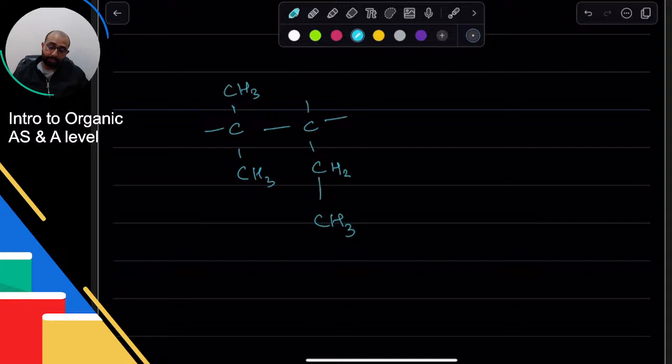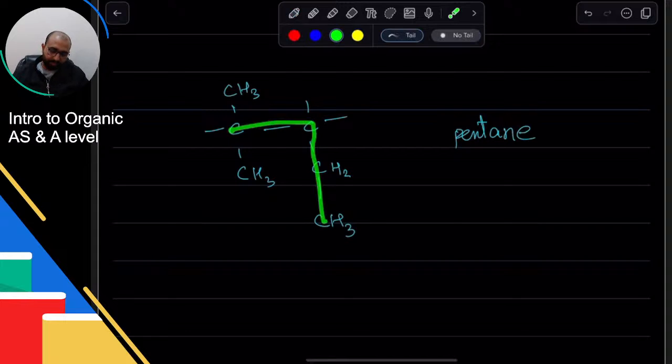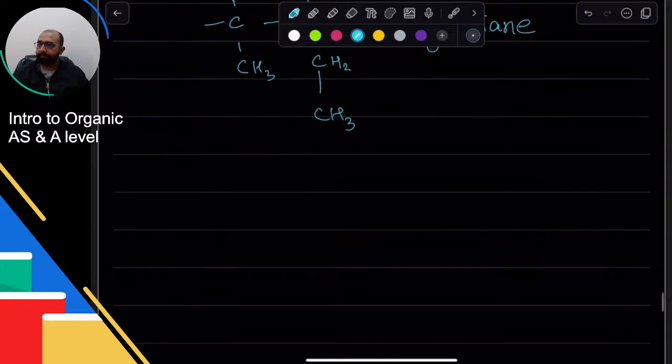First, we identify the main chain. So this is 1, 2, 3, 4, 5. So that's the main chain. Main chain has single bonds, so pentane, and the main functional group is also just single bonds of pentane. But then it also has a branch. So if this is the main chain, then this is the branch. So it will be 1 methyl pentane. There you go.